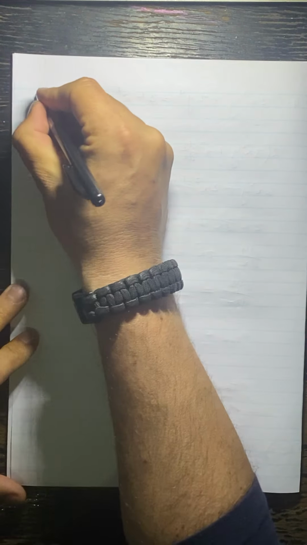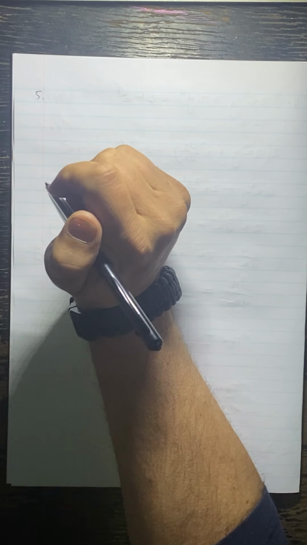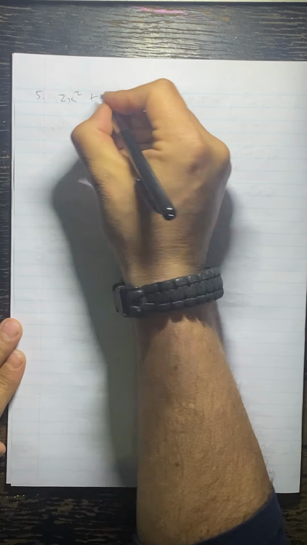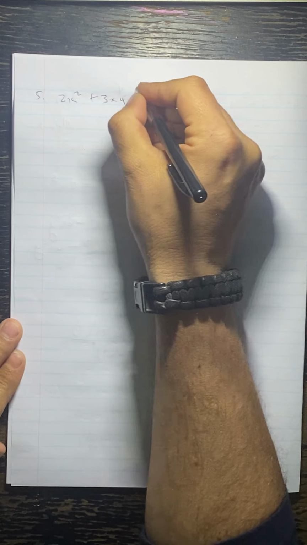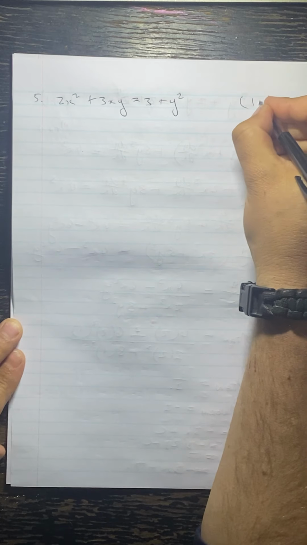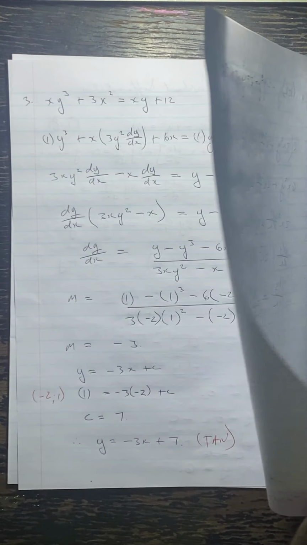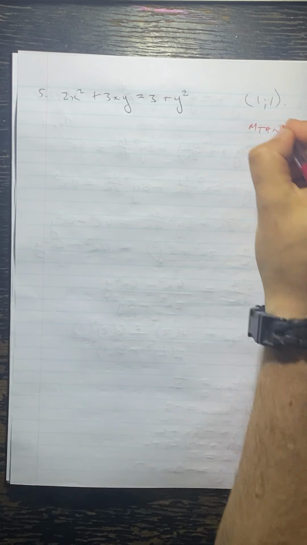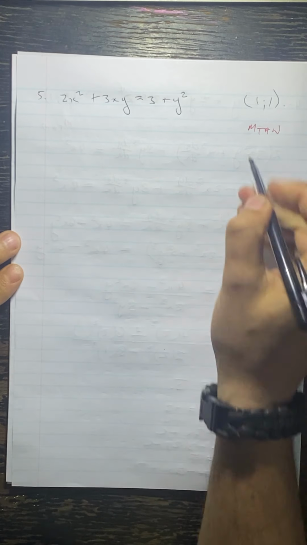Okay, last example. Determine the equation of the normal to the curve 2x squared plus 3xy is equal to 3 plus y squared at the point 1, 1. Okay, so again, we want to find the equation of the normal. So I am not interested in the equation of the tangent. I just want the gradient of the tangent. Okay, in order to find that, I need to differentiate this.